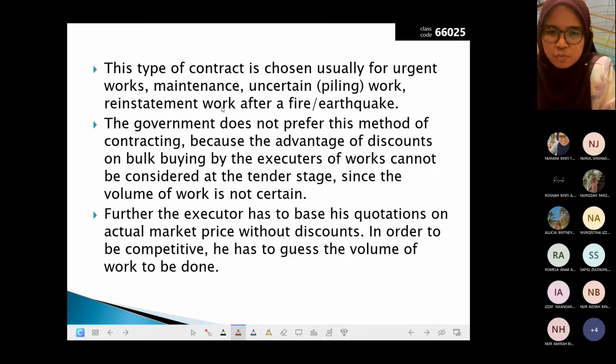So the government does not prefer this method of contracting because the advantage of discount on bulk buying by the executor of work cannot be considered at this stage.